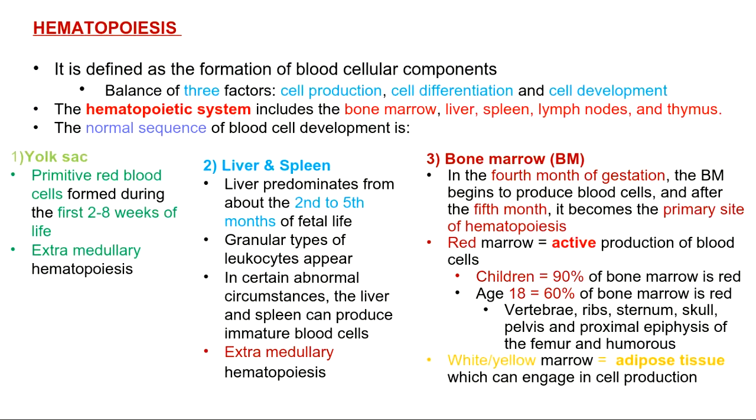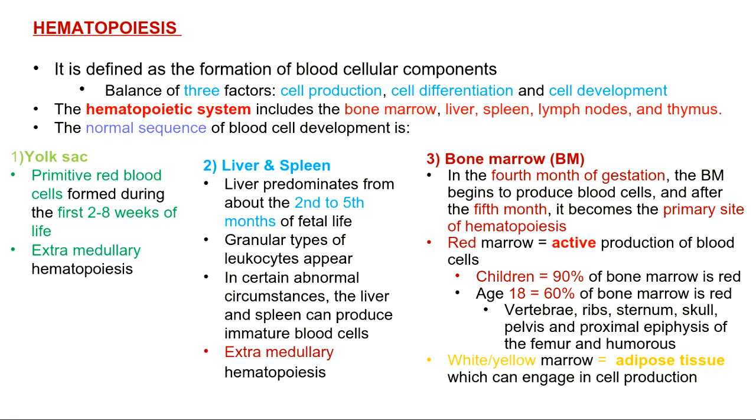Then the liver and the spleen will take over the production of very immature, primitive blood cells, and then the bone marrow will take over after the 4th month, but it will not be the only organ producing blood cells until after birth. After birth, from birth to about 18 years of age, the bone marrow is the organ responsible for the production of blood cells, white blood cells, red blood cells, and platelets. And if something happens to the bone marrow, then the production of those blood cells will be compromised.